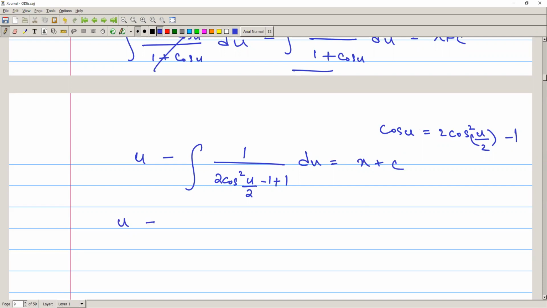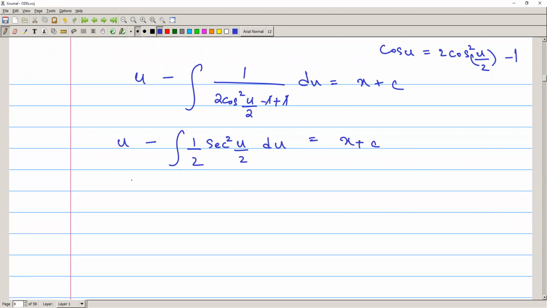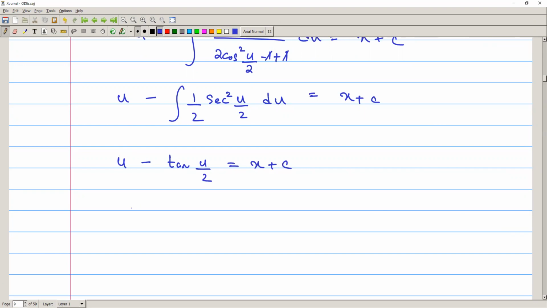Now we can write u minus the integral. This is cancelled out, so we will be left with sec squared of (u over 2) and 1 over 2 here. du is equal to x plus c, and we know that the integral of sec squared x is tangent, so it will be u minus simply tangent of (u over 2) is equal to x plus c. And then we can replace u with x plus y, so it will be x plus y minus tangent of (x plus y over 2) is equal to x plus c.